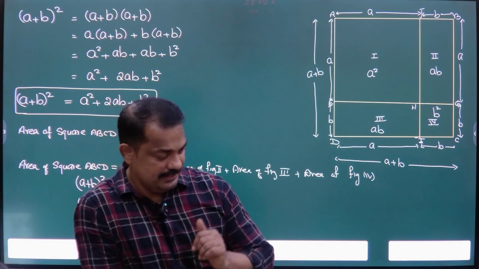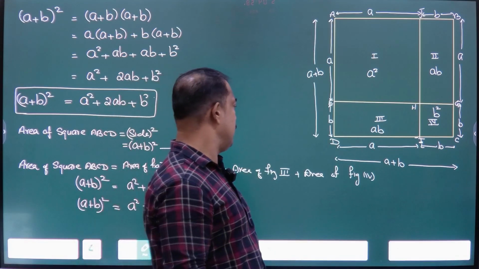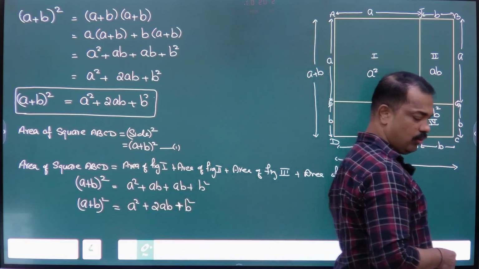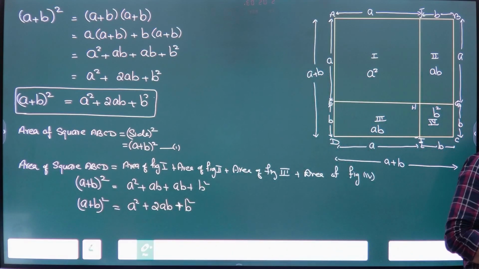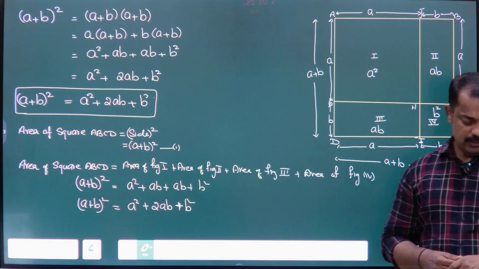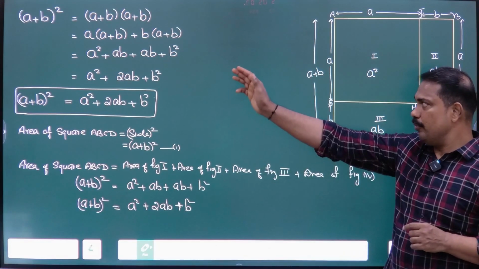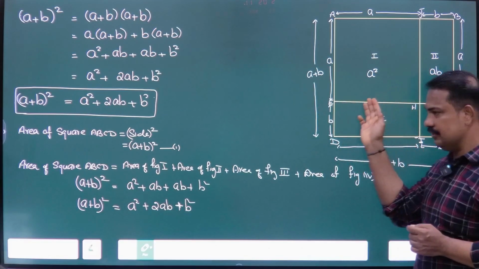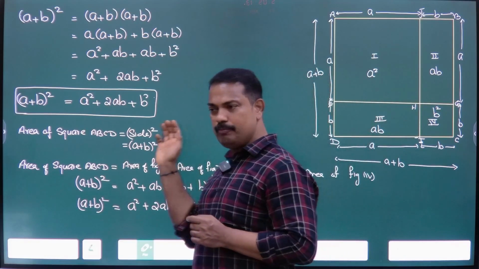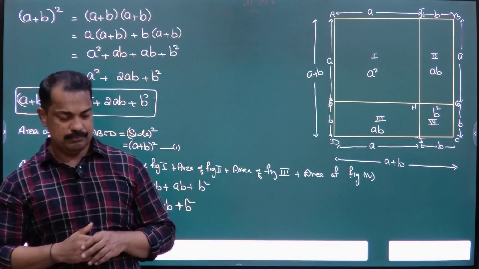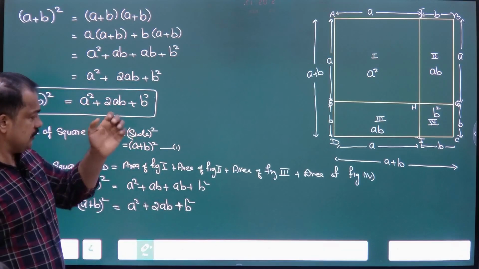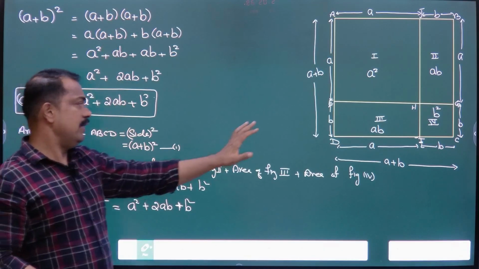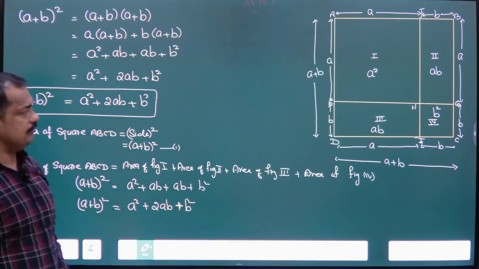Next, first identity. Write down the first identity: A plus B whole square. First, prove by algebra method, and second, you want to prove this by geometrical method. In both methods you have to prove. First this method, second by drawing a square.